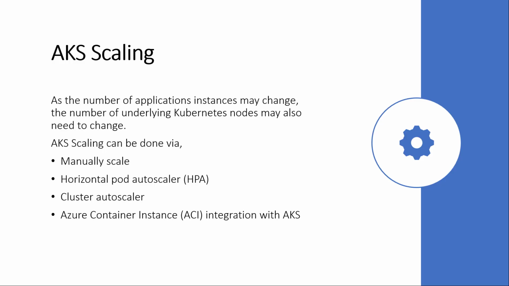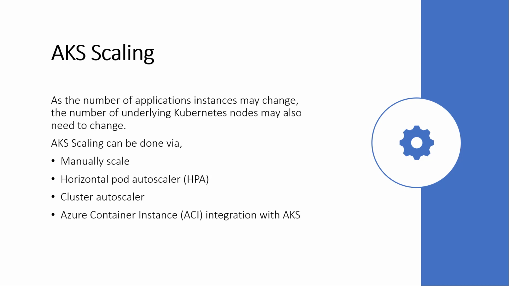Moving forward, AKS scaling. Once we understand the resource quotas, then we also need to understand the scaling options. Especially, this goes into the operational side of Azure Kubernetes Service. As the number of application instances, or the number of applications altogether, may change on your Azure Kubernetes Service, you may have to adjust the number of nodes, as well as the number of replica pods here. Depending on your workload, it could be a scale up or scale down situation.